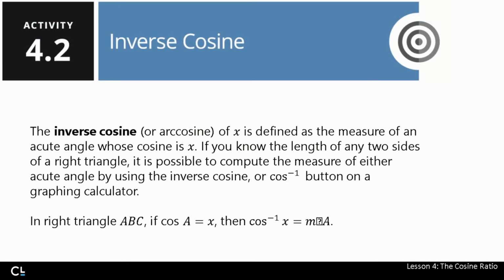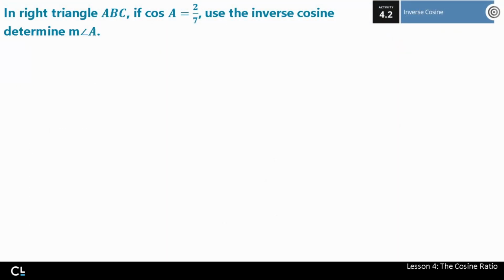So last but not least, let's go over our inverse cosine. So just like the inverse tangent and the inverse sine, we use our inverse cosine to find the angle measure. So if we know our sides and we could come up with the ratio, we can then plug that in and use our inverse cosine to find the angle measure. So that's exactly what all this is saying down here. So here we go. We have an example here.